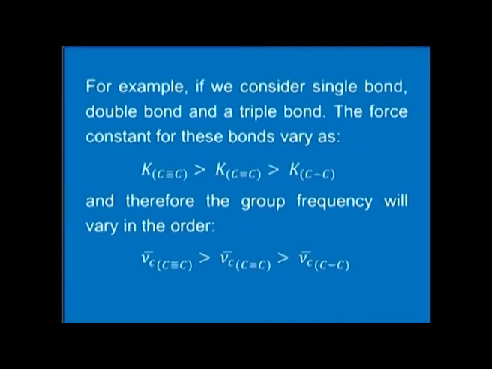For example, if we consider single bond, double bond and a triple bond, the force constants for these bonds vary as k for the triple bond will be greater than the k for the double bond, which will be greater than the k for the single bond. And therefore, the group frequency will be in the order nu C bar will be highest for the triple bond, then for the double bond, and the least for the single bond.